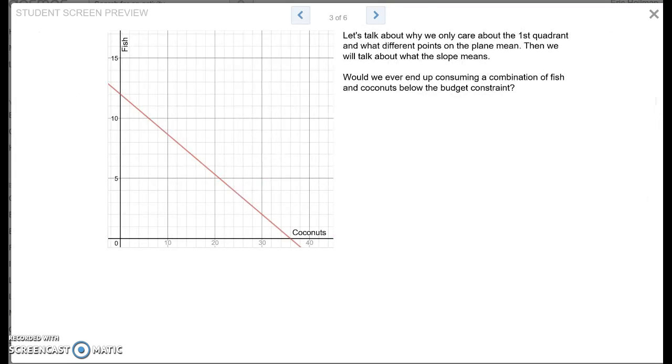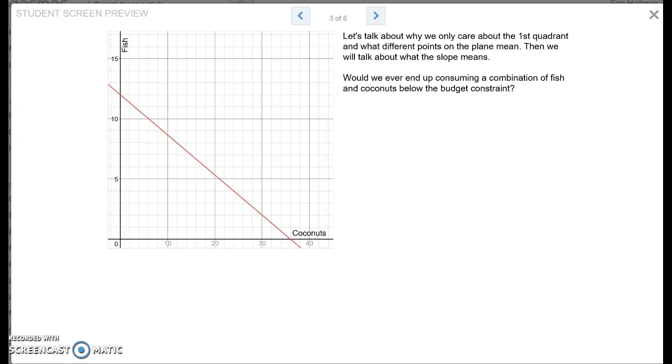Okay, so here's a graph with the line drawn in on it. So first of all, I want to talk about a couple things. This kind of graph is called a budget constraint. It's going to be super important.